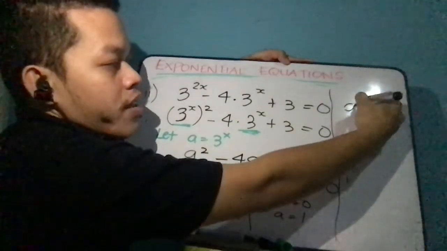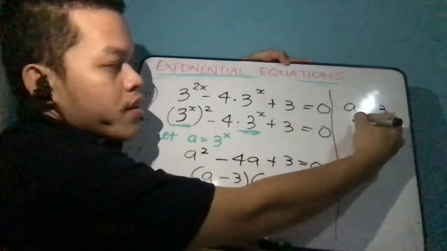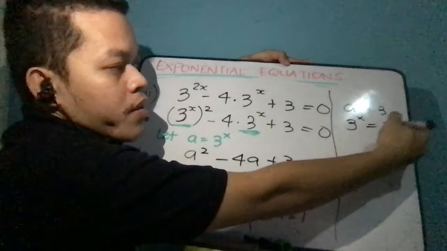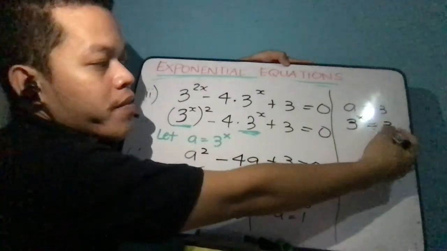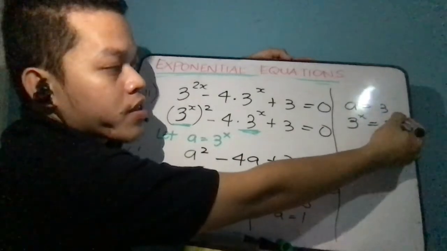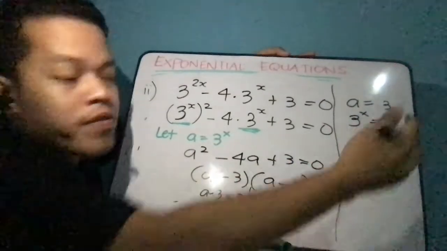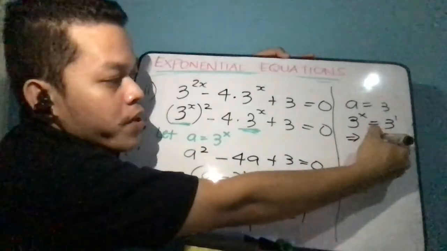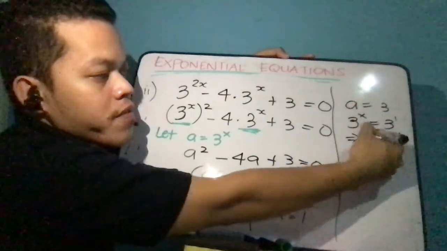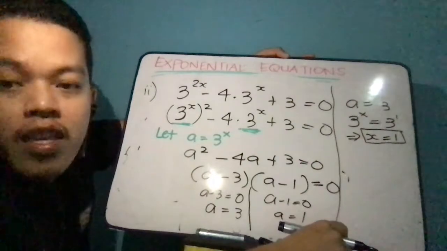Now, since we're given a equal to 3 to the x, then we can replace each of these values with 3 to the x. So which means that the first value is a equal to 3, then therefore 3 to the x, because a is equal to 3 to the x, equal to 3. Now, since we have the same base now, we know that if there is no exponent, it is considered to be 1. So therefore, this implies that we can equate the exponent, x equal to 1.